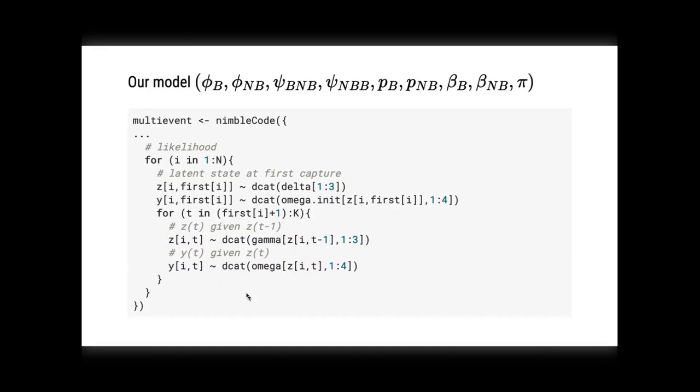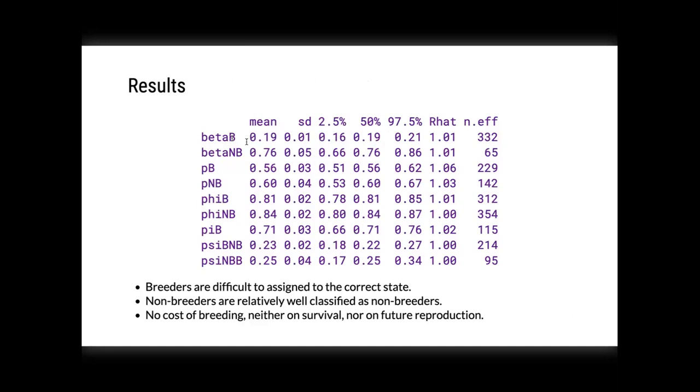So the only differences are these two lines here, where you have to account for uncertainty. The results we get: the probability of correctly classifying breeder individuals is 20%, and the probability of correctly classifying non-breeder individuals is 80%. So clearly there is a difference in the ability you have to correctly assign birds. It seems to be more difficult to assign breeder individuals to the correct state.